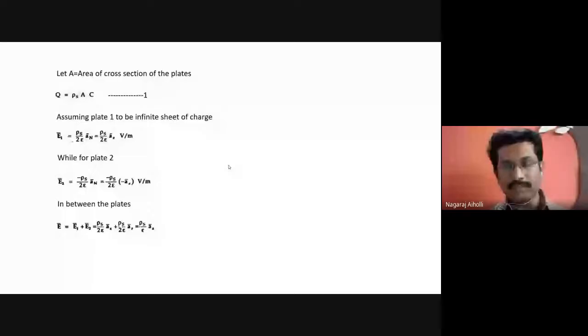Okay. So is it not the same equation, students, that you already studied? C equal to epsilon A by D. You studied this, is it not? C equal to epsilon naught into epsilon R into A by D. You have obtained it, but here the concept will be different. We will be obtaining the equation in terms of the electromagnetic field theory, using the electric field theory concepts and deriving the same equation for the capacitance of the plate.